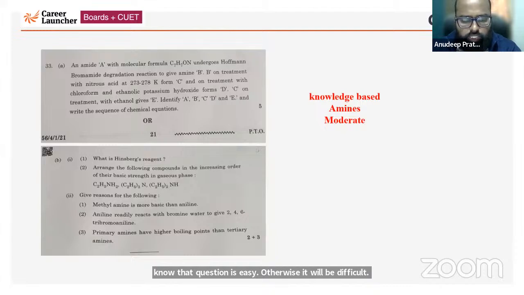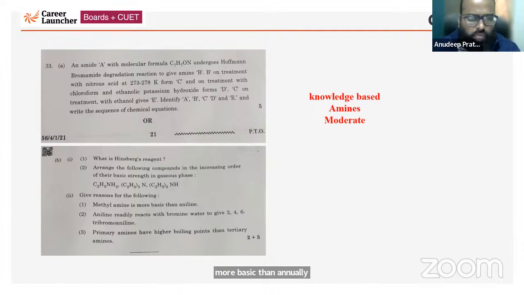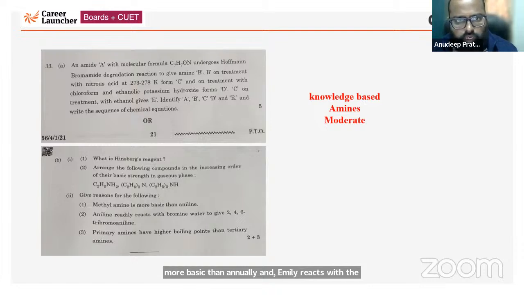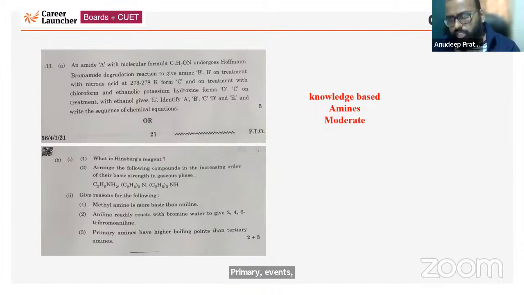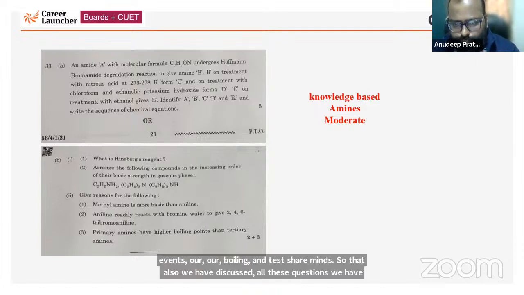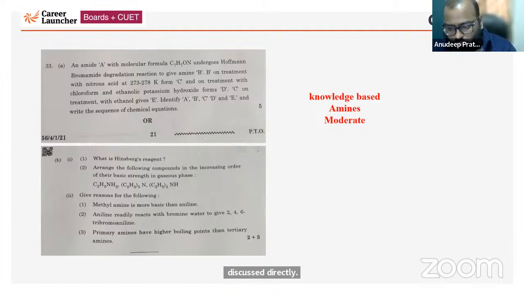Next one is: give reasons for the following. Methylamine is more basic than aniline, and aniline reacts with bromine water to give 2,4,6-tribromoaniline. All these are direct questions from the NCERT, and we have discussed this type of question. Primary amines have higher boiling points than tertiary amines. That we have also discussed. All these questions we have discussed directly, which is why I will say this is overall a moderate question from amines.